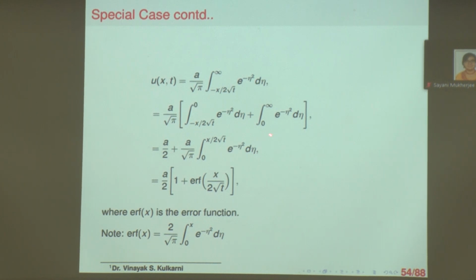Because this particular integral represents the error function of x upon 2 root t. What is the error function? The error function is again a special function, given by 2 upon root pi times the integral from 0 to x of e to the power minus eta square d eta. If we compare this definition of the error function with this particular integral, then we can see that it represents the error function of x upon 2 root t. So this is the way that the resulting integral equation can also be solved if the particular value of f of x is given. This is just the illustration I have added here.